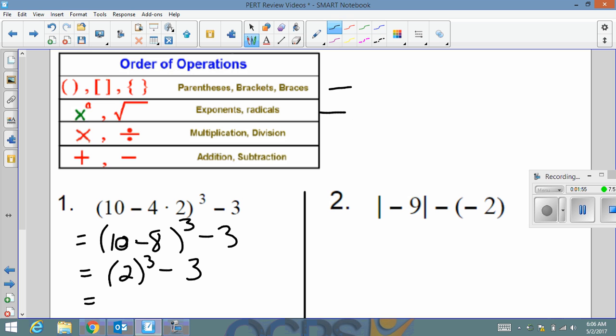Next, I'm going to do my exponents. So 2 cubed. Remember, that's 2 times 2 times 2. So 2 times 2 is 4, times 2 is 8. And last but not least, I'm going to do that subtraction. So when I evaluate 10 minus 4 times 2, all cubed, minus 3, I get 5.